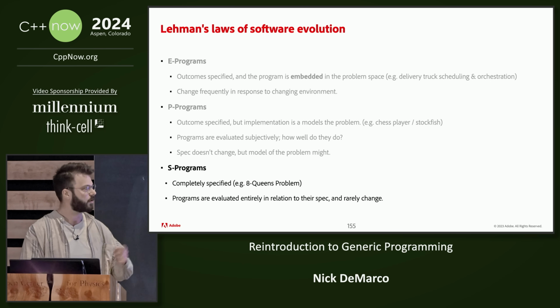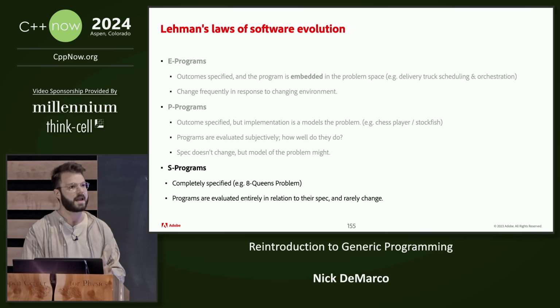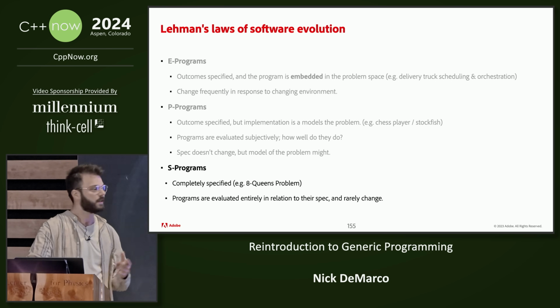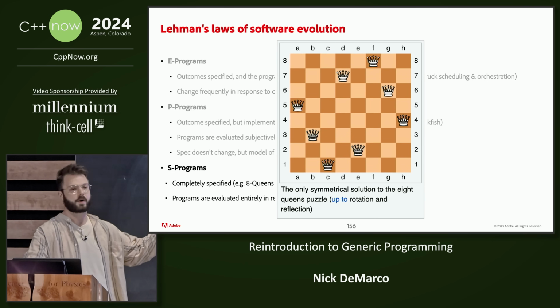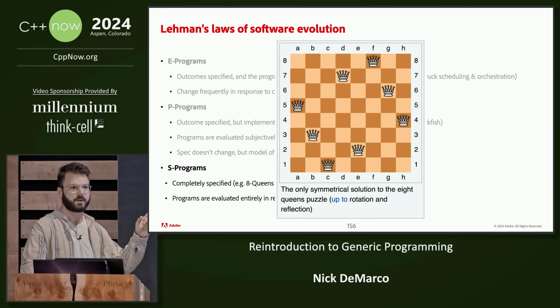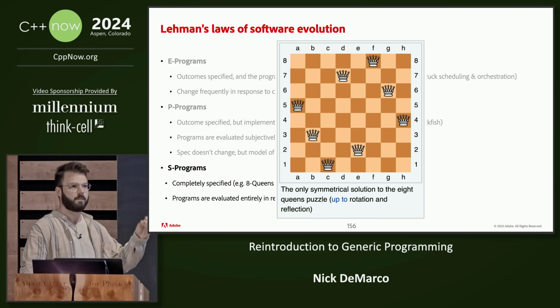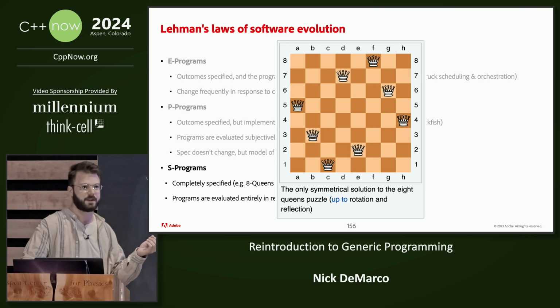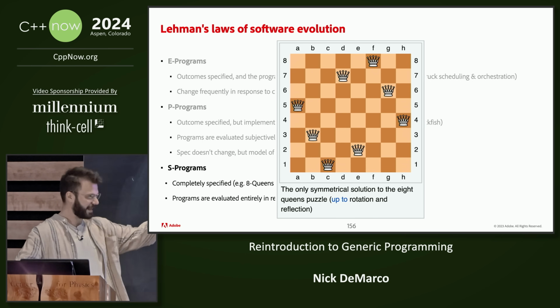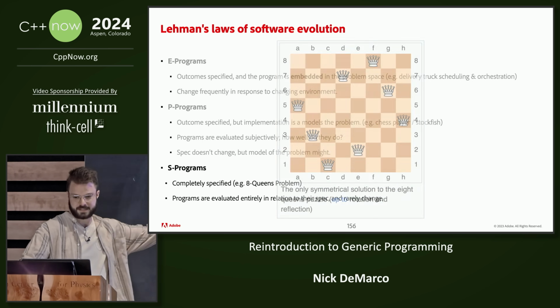And the simplest type of program that he introduces, called an S program, solves a completely specified problem, like the 8 queens puzzle. You might be familiar with this. It's just a quirky little chess puzzle. Can you arrange 8 queens on a chessboard so none of them are attacking each other? That's it. It's a simple problem. It's been solved for years. But my point is, it's very well specified. There's a yes or no answer. Can you produce that? Yeah, that's the 8 queens puzzle.